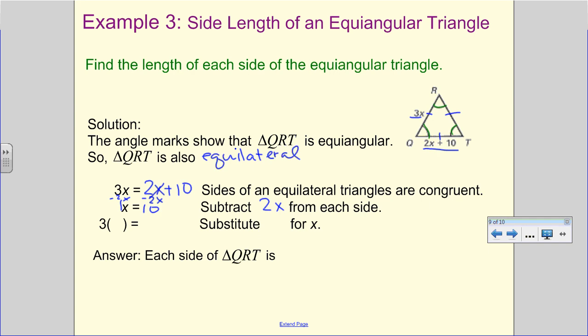So then, notice they're asking you to find the length. Once you find that, you have to substitute 10 in for x. We don't stop at saying just x equals 10, but we plug that back in. So each side of the triangle is 30. Now we can check that by saying this side is 2x plus 10. If I do 2 times 10, which was the x value, and then add 10, 20 plus 10 is 30. So I'm getting 30 regardless of which side I plug that x in for.